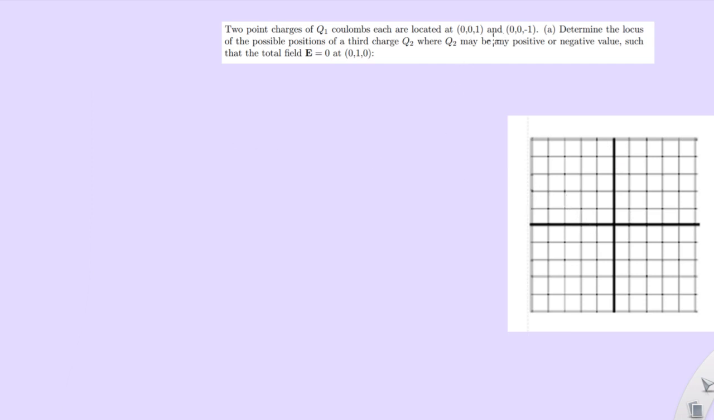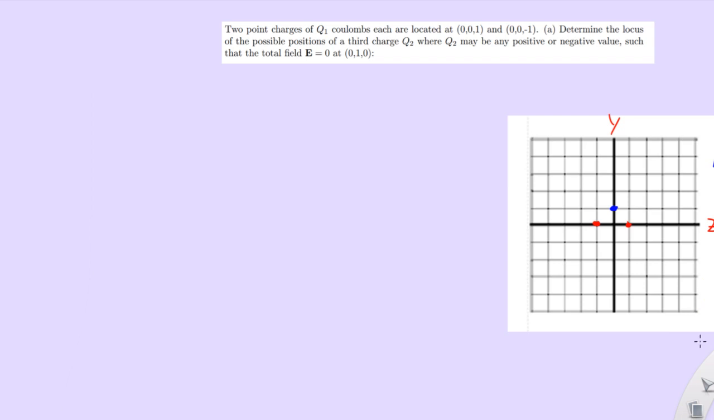Since x is equal to 0 at every single point, we can just use a zy plane. Don't even need an x-axis. Don't even need to worry about x at all. And then let's put these two points. So (0, 0, 1) will be right there, and (0, 0, -1) will be right there. Now we're going to have a point where E is equal to 0 at (0, 1), so that would be right here on the graph that we made. And we'll call that point P.